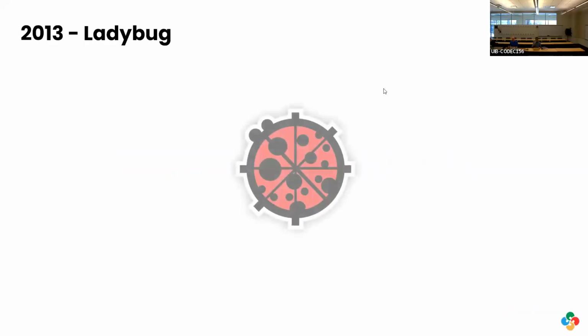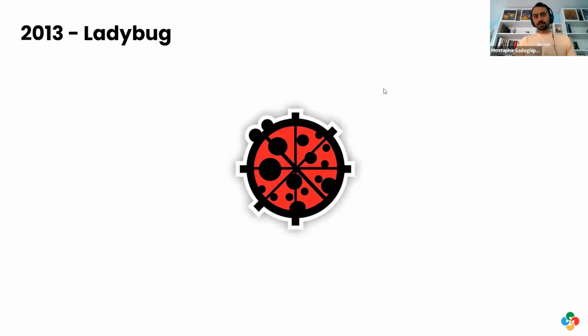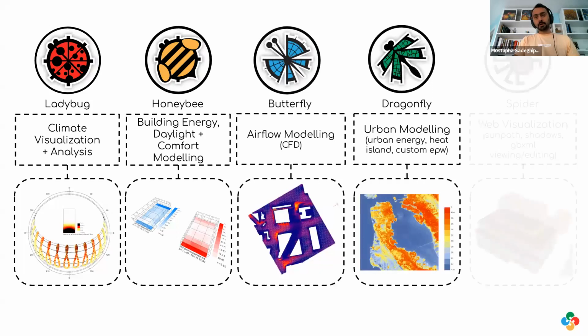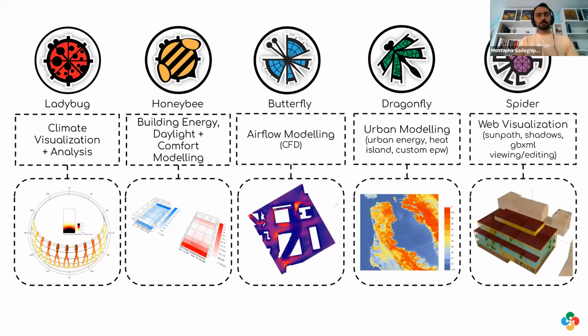You probably have seen me with this logo from 2013 with Ladybug. For some of you who don't necessarily know what Ladybug and Ladybug Tools are, Ladybug Tools is a series of plugins for Grasshopper, and Grasshopper is a plugin for Rhino. They cover different aspects of environmental building design and simulation. You can start from climate visualization and analysis, building energy, daylight, comfort modeling, then Butterfly for airflow, and Dragonfly for urban modeling. We also started a project, Spider, for web visualization.